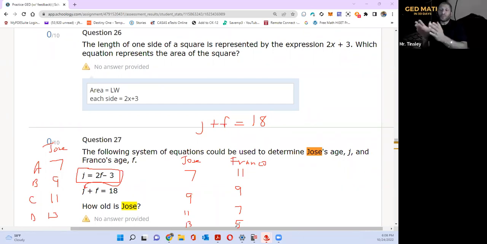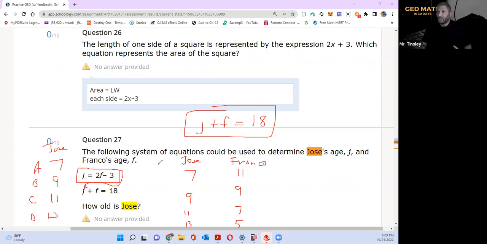So understand what I did. I used the multiple choice, Jose is 7, 9, 11, or 13, to also do Franco's age, because I know one of the equations says Jose's age plus Franco's age equals 18. But understand what a system of equations means. It means that those values would satisfy both equations. Does everybody understand that? Yes. So we know that these ages satisfy the second equation because that's the equation we used to get Franco's age. So now we're going to plug each of those into the first equation.